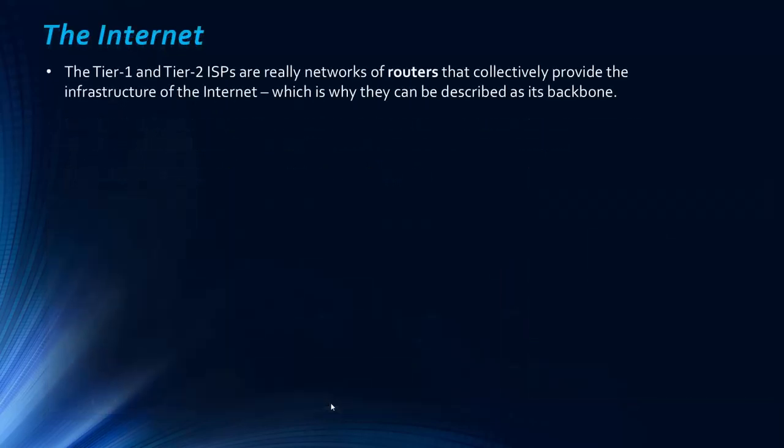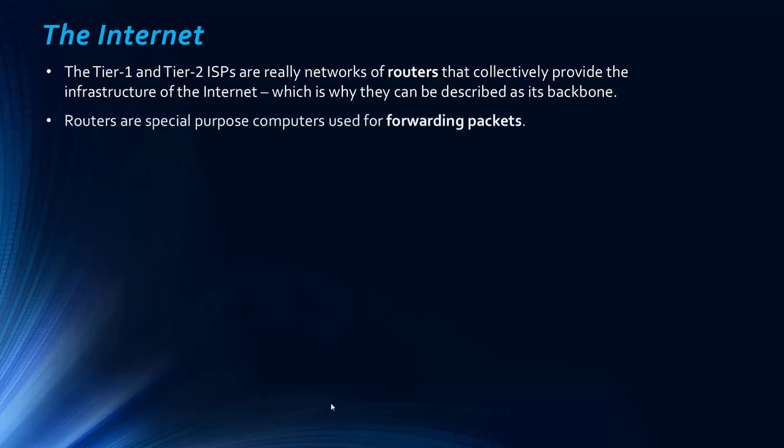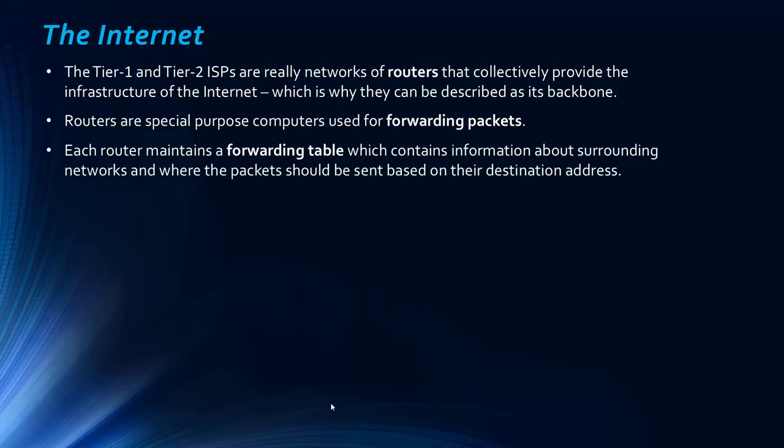So just to follow on a little bit, really these tier one and tier two ISPs are really just networks of routers that provide the infrastructure of the internet, this backbone. And routers are special purpose computers that are used for forwarding packets. Their purpose is to forward packets. And so the way they work is each router maintains a forwarding table which contains information about the surrounding networks. So really they form bridges between networks, and also they contain information about where packets should be sent based on their destination address, so their IP address.